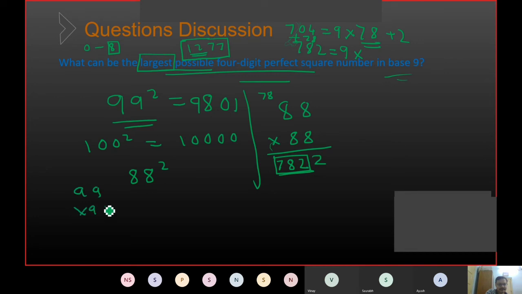99 into 99 is how much? 99 into 9 is? How much is 99 into 9? 891. So what do I do? 891 and carry over of 89. 891 plus 89, that is 980. This is how I do it, no? Simple, if I had done it in decimal, this is what I would have done. Yes or no? Yes. Then what is wrong in what I'm doing?